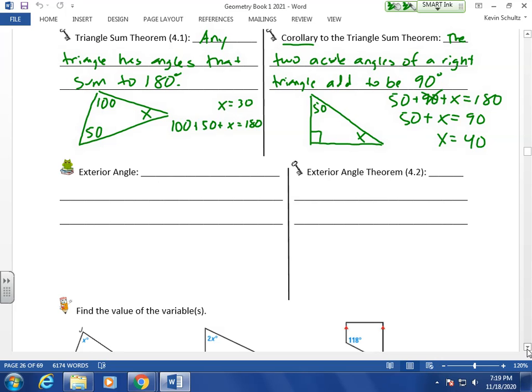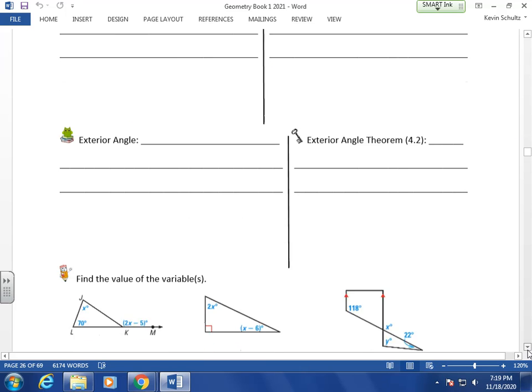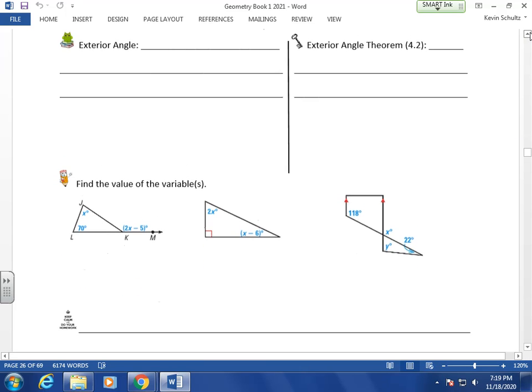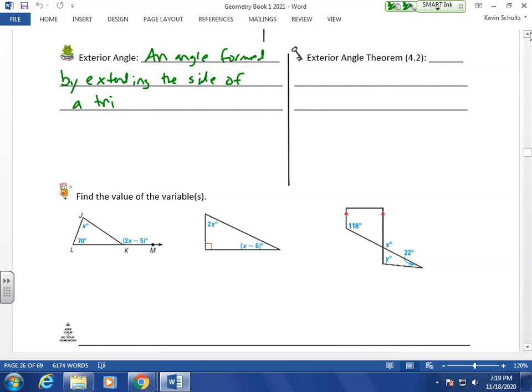All right, so if you need the notes, you can pause the video there, but we're going to move on to an exterior angle. Of course, the word exterior means outside. So an exterior angle is an angle formed by extending the side of a triangle. An exterior angle is an angle formed by extending the side of a triangle.